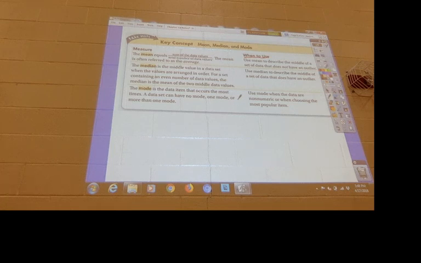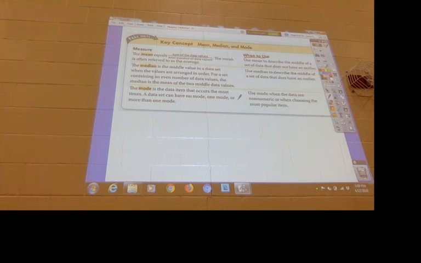So if I was talking about the siblings you have, what would be the best option to choose: mean, median, or mode? Raise your hand if you think mean. Did I have an outlier? Six is right with the other data. Twenty would be an outlier. So with number of siblings, I use mean. With ages, we would use median.